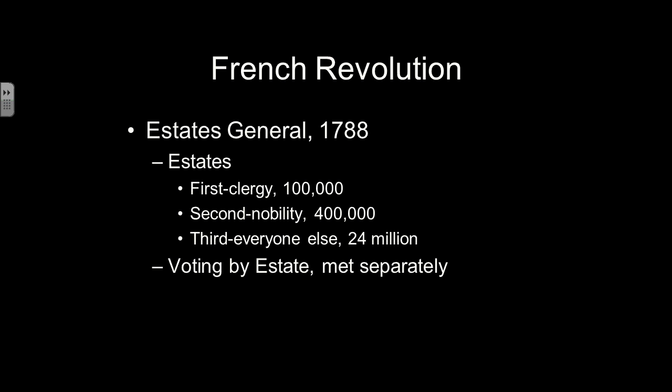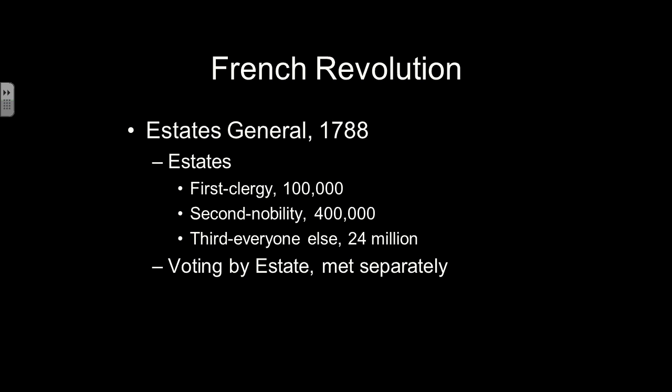Even though they had more nobles than clergy in France, they were allowed to send the same number of representatives to Paris to sit in the Estates General. The third estate was everybody else that wasn't a member of the clergy and did not have a noble title. This was 24 million Frenchmen and women. They were told to send the exact same number of representatives to Paris as these two groups.